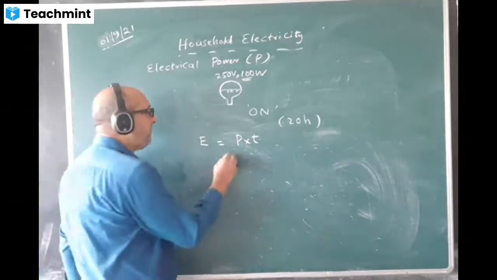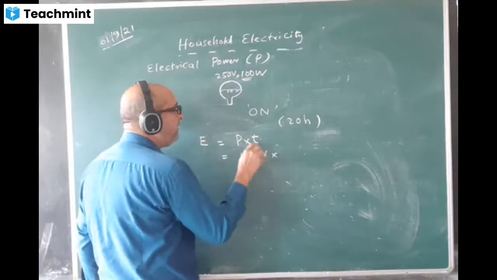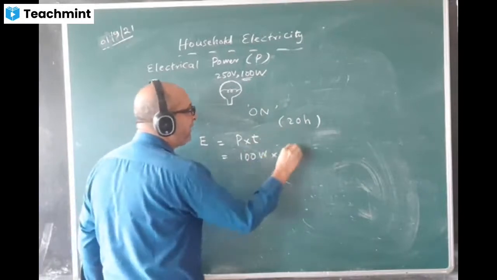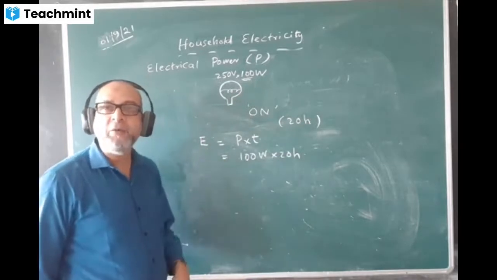Now I put the value, power is how much? 100 watt. Time is given how many hours? 20 hours, just multiply. Power and time, just directly multiply, you get energy value, direct. Power into time, this is energy.